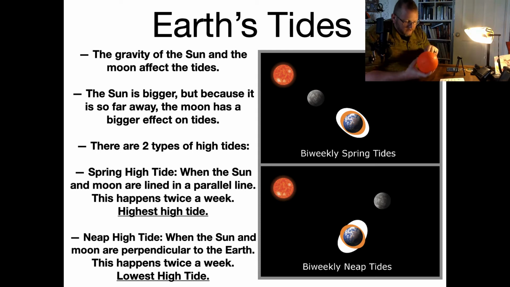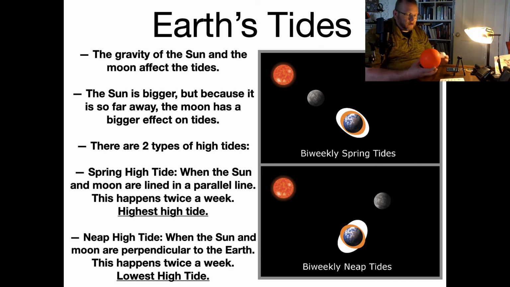If you're on this spot on the earth and you rotate towards the moon, it's going to be high tide for you. You rotate away from the moon, it's going to be low tide for you. Rotate towards the sun, it's going to be high tide. Rotate away, it's low tide. So you're going to have 2 high tides and 2 low tides every day. Always have 2, always have 2.